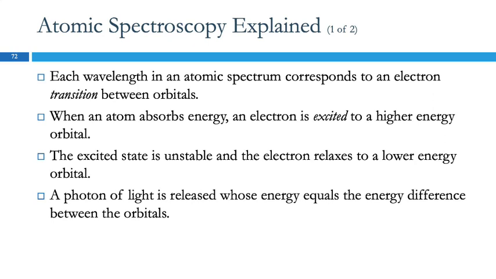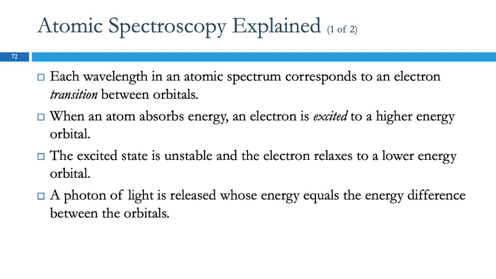Now that we've got that settled, we can explain atomic spectroscopy. So each wavelength, each colored line in the atomic spectrum corresponds to an electron transition between orbitals. If the atom absorbs energy, it goes to a higher energy state. We say it's excited because it has extra energy, right? The excited state is unstable. I mean, nobody can stay excited all the time, right? Sometime you're going to crash.